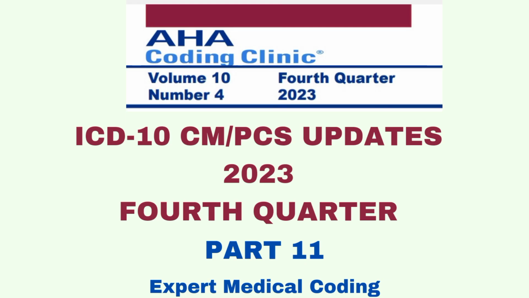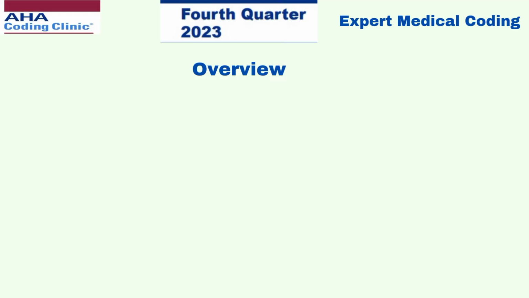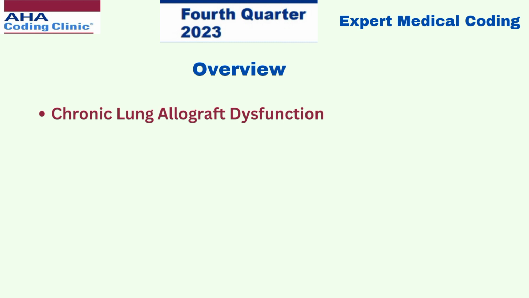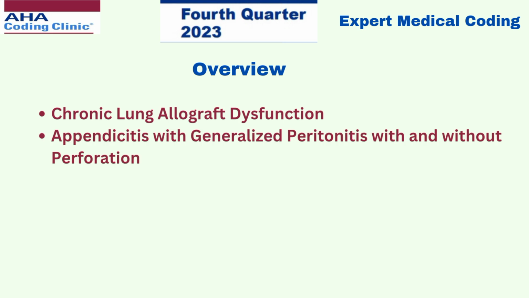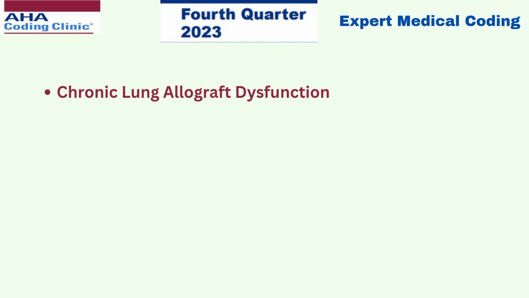In today's video, we are going to learn about ICD-10-CM/PCS updates 2023 fourth quarter, part 11. In this video, we are going to cover two coding clinics. The first one is chronic lung allograft dysfunction, and the second one is appendicitis with generalized peritonitis with and without perforation. So let's get started with the first one, chronic lung allograft dysfunction.